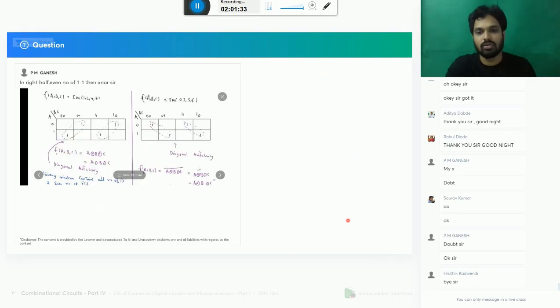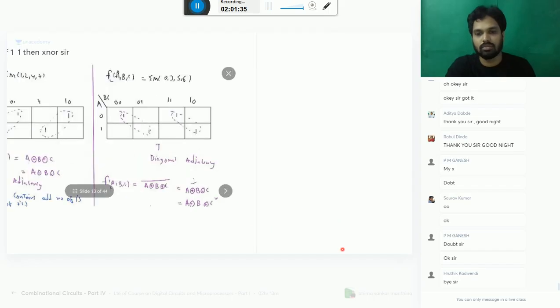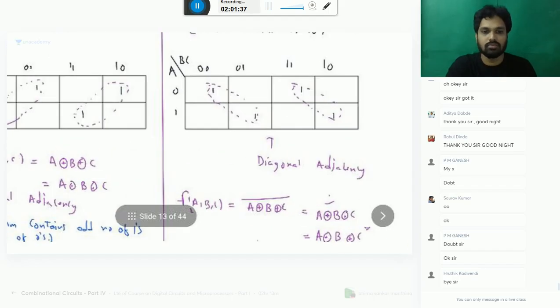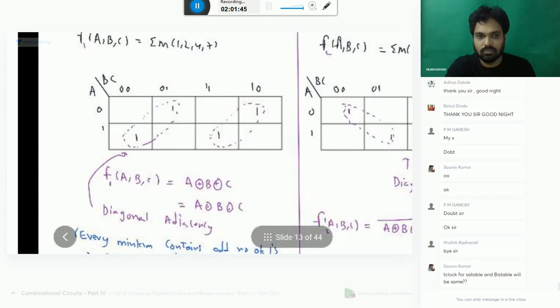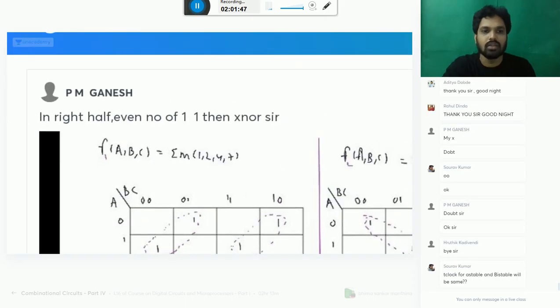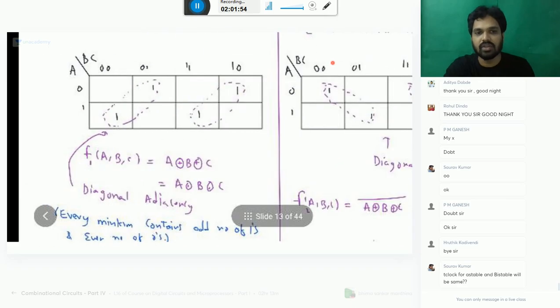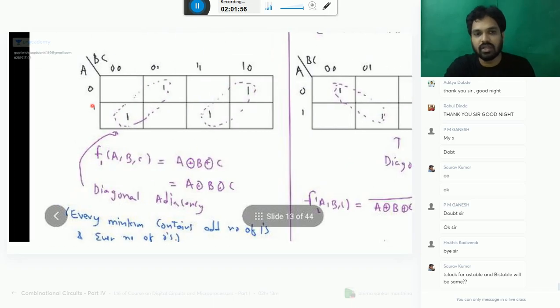What is your doubt? Yeah, what is your doubt, Ganesh? Sir, in the right half, even number of ones, then X naught, sir. Not right half or left half. This one, yeah. You are saying this part. It is having even number of ones for all minterms. Not even number of ones, even number of zeros.